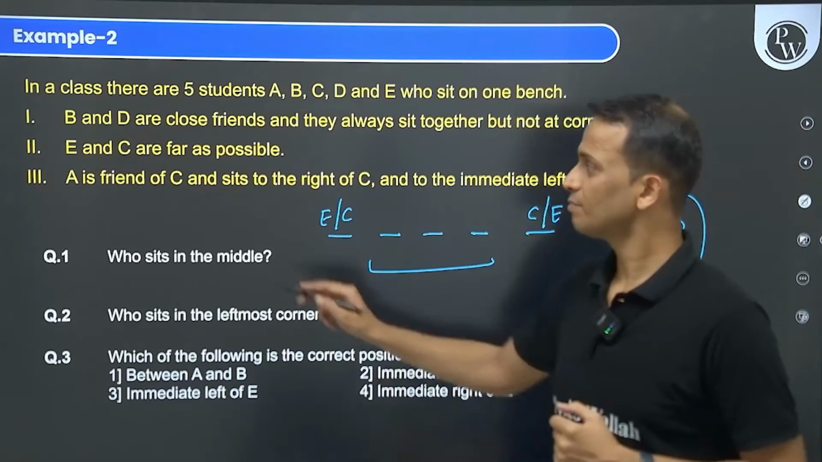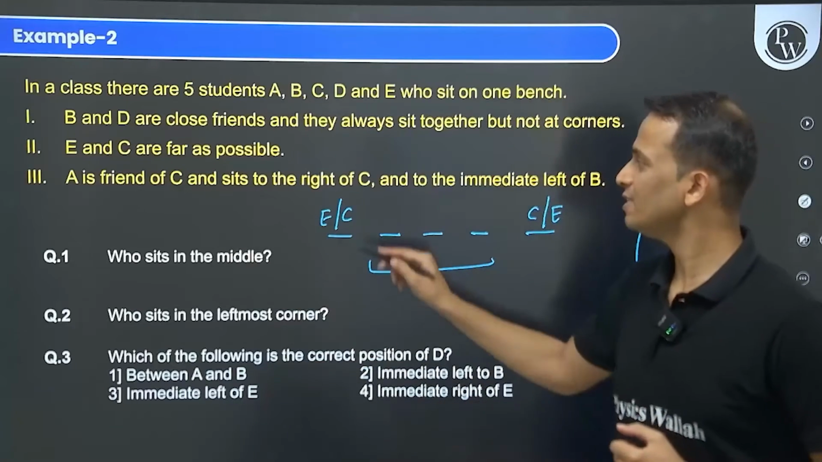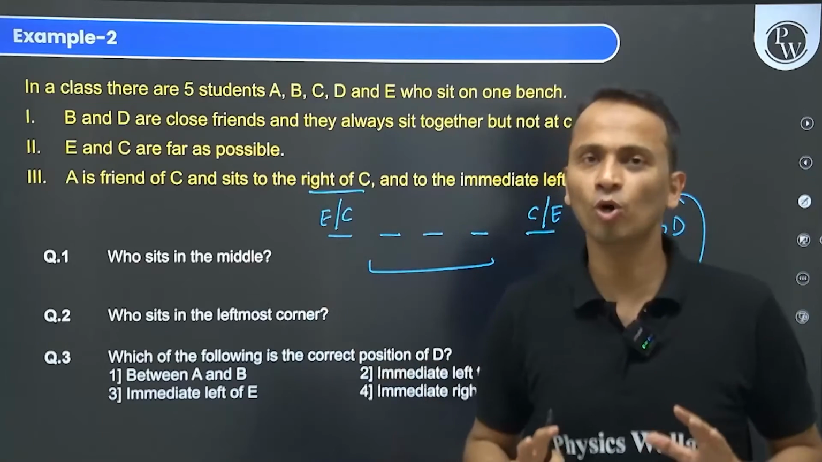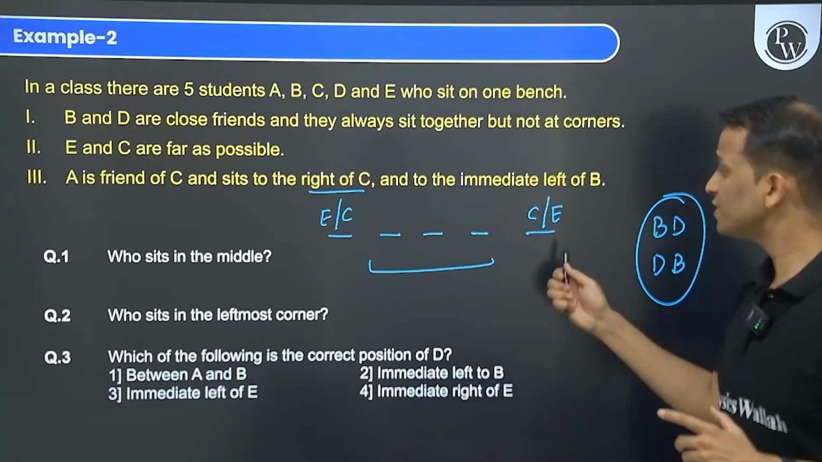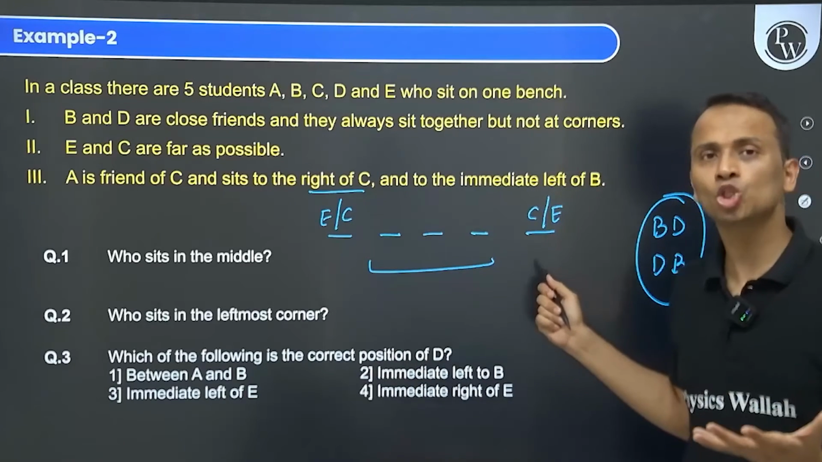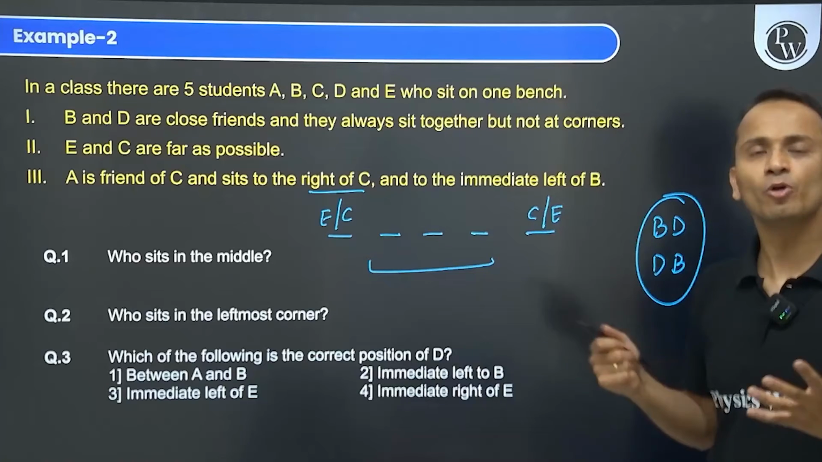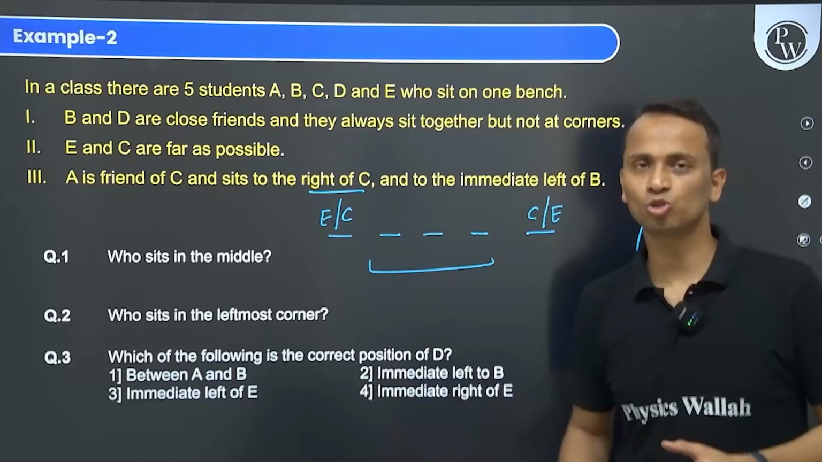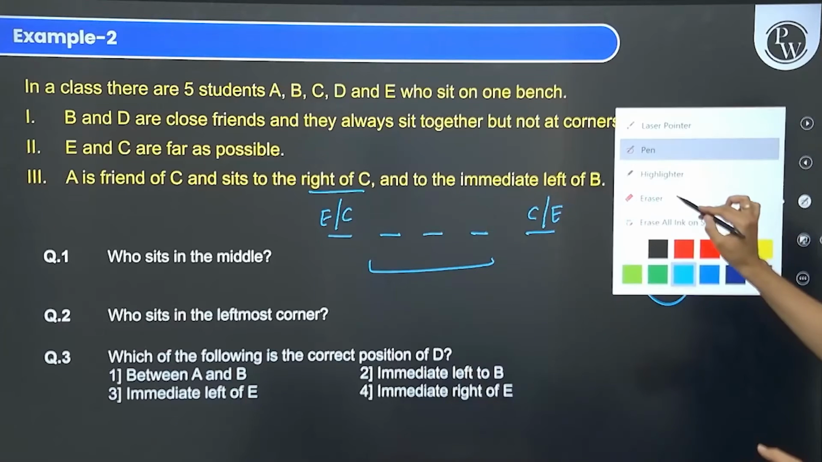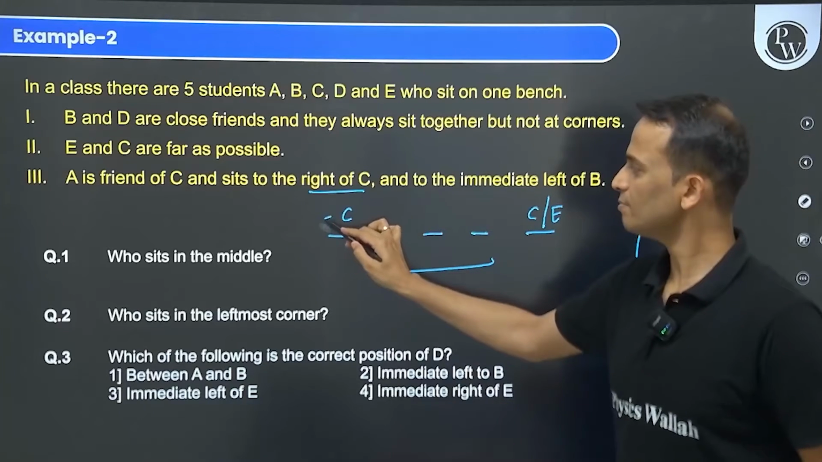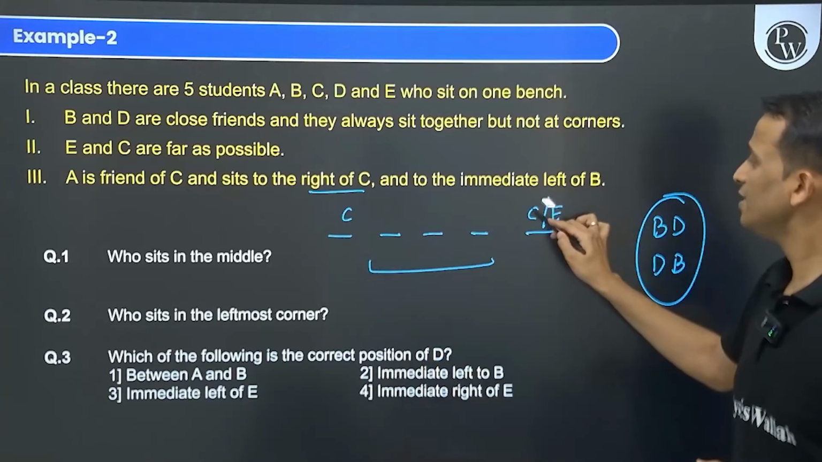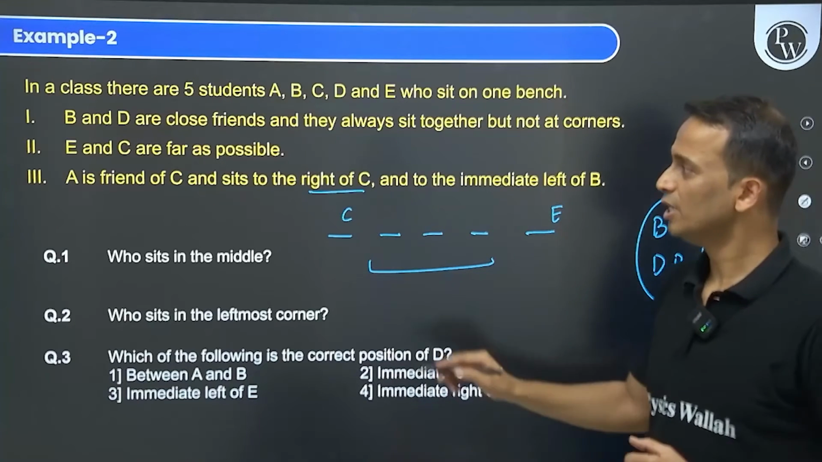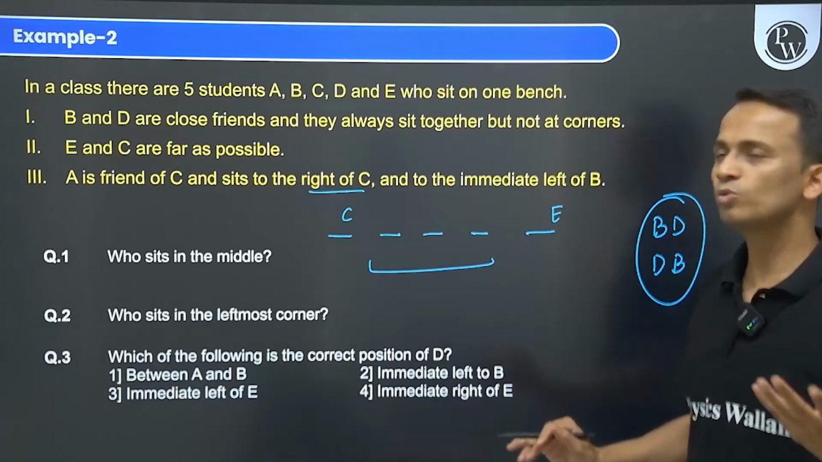Third statement, A is a friend of C and sits to the right of C. There must be someone to the right of C. So if C sits at the rightmost corner, there will be no one to the right of C, so that means, where will C have to sit? Leftmost corner. Okay? So C will sit at the first chair and E will sit at the rightmost chair.